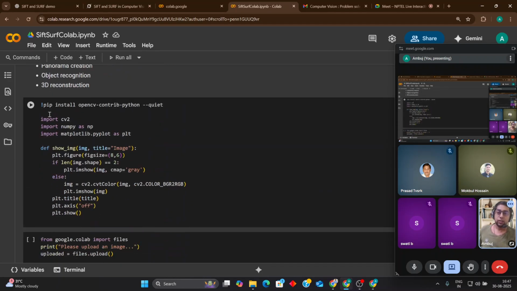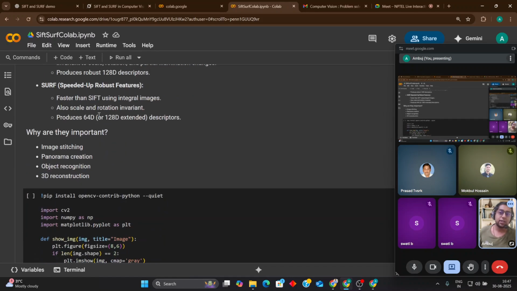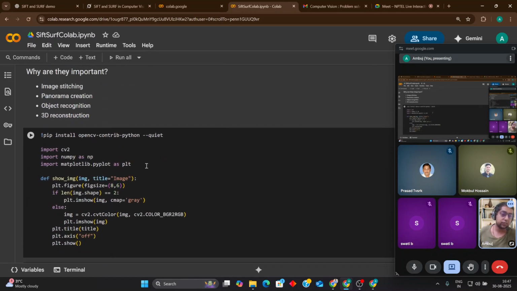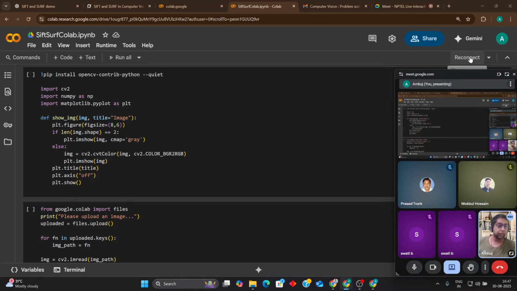So in this notebook, I want to apply those particular SIFT and SURF concepts as well as another ORB concept, which is a newer concept. All three concepts we'll try to demonstrate. How will we do that? First of all, we have to reconnect or connect to the runtime. That I just did.